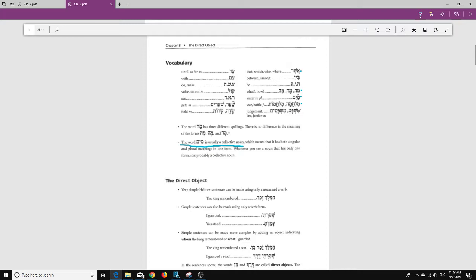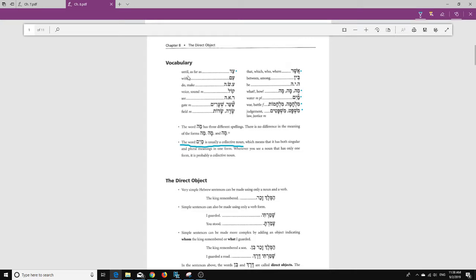We have milchama, milchamot, so singular, plural. This means war or battle, and it's a feminine word. You can tell because of this ending right here and this plural ending right there. Okay. Mishpat, mishpatim is judgment, law, or justice.